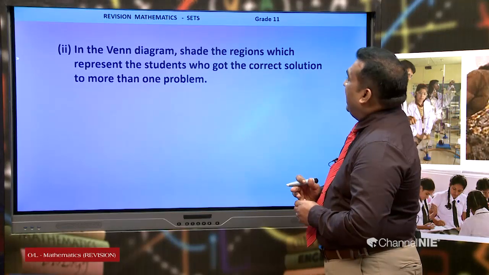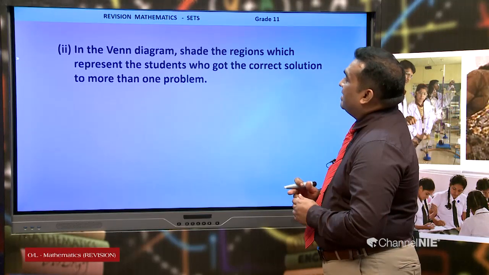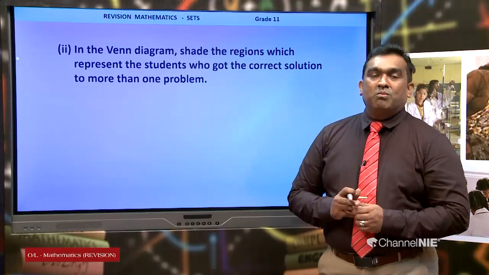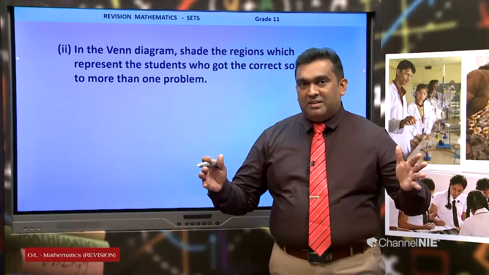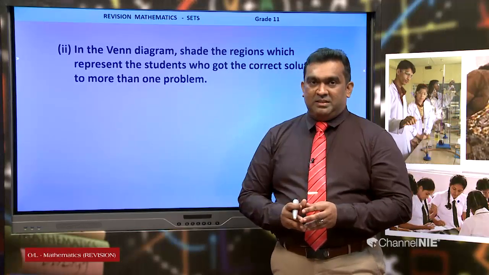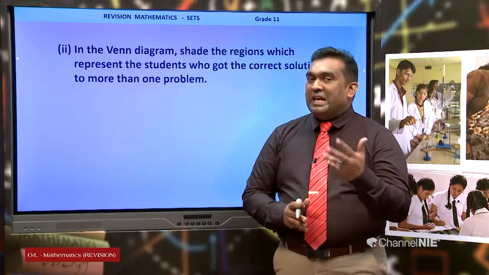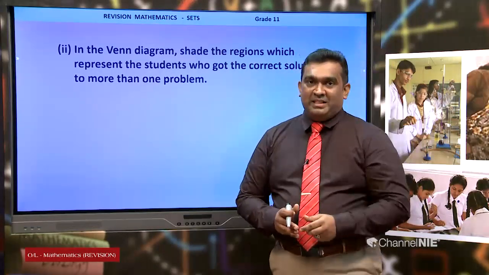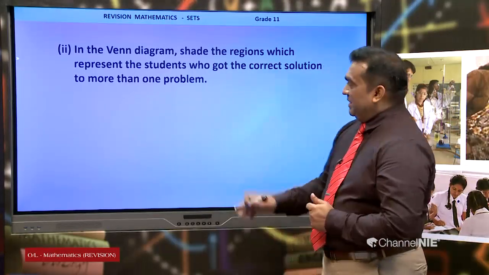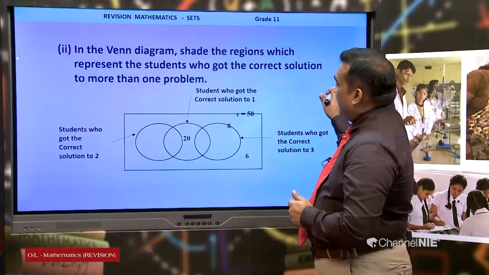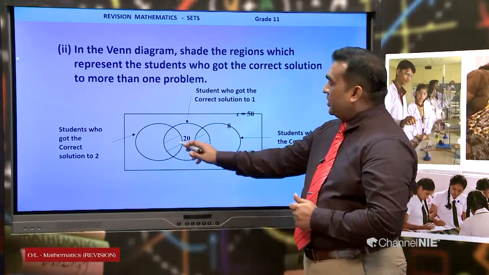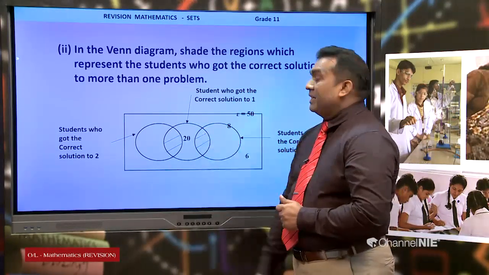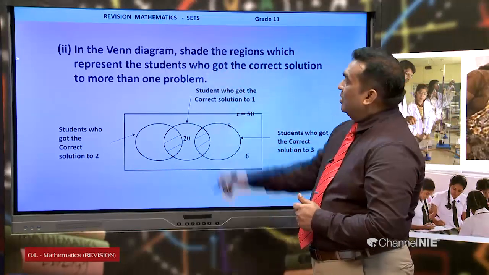In the Venn diagram, shade the regions which represent the students who got the correct solution to more than one problem. More than one. It means not one. More than one means not one. No. 2, 3, 4, 5, 6 like that. More than one. Here, this region, more than one, common region. Here also common region. This is the corresponding region according to this question.